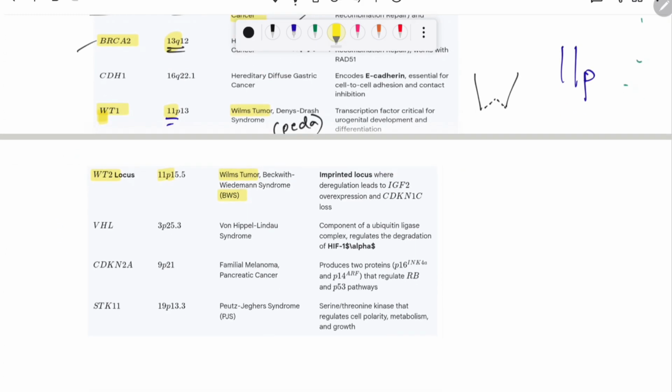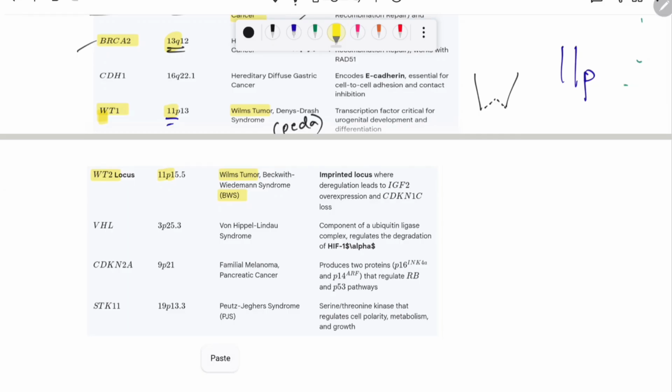So the next is WT2 gene. The chromosome position is the same, that is 11p. Remember two vertical lines of W, standing for Wilms tumor as well as Beckwith syndrome, because it is 2, so it will have 2 associated diseases.